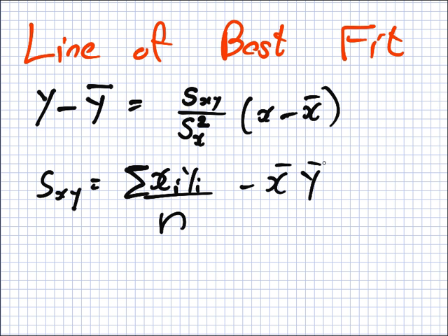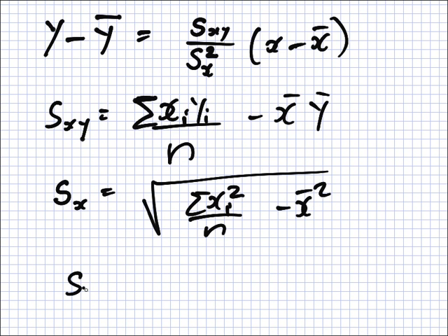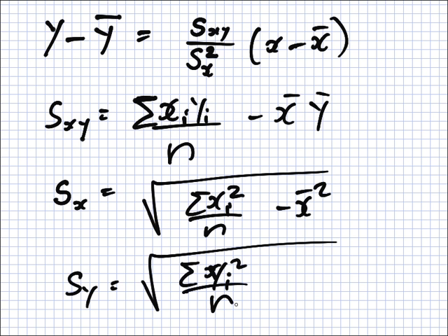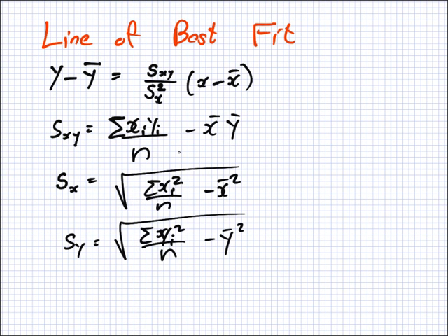And then you have sx equals square root of sum xi squared over n minus x average squared. And then the last one you have is the same thing but just with y. They're the four formulas: sy equals square root of sum yi squared over n minus y average squared, like that. Yeah? Yes? Do you need to add? Well, it's in the formula book that you have for the exam, so.